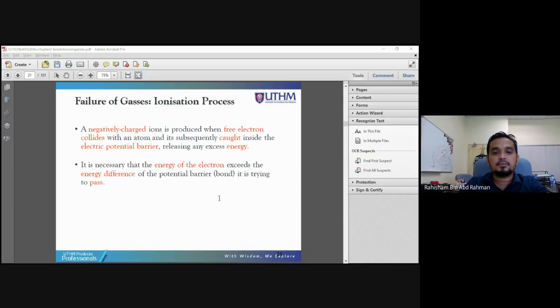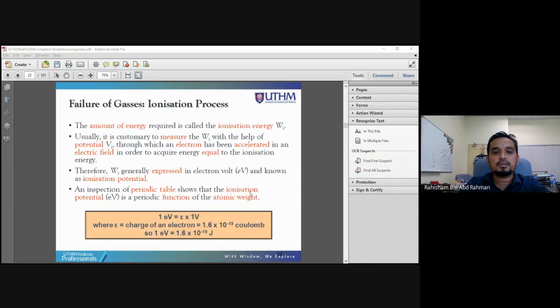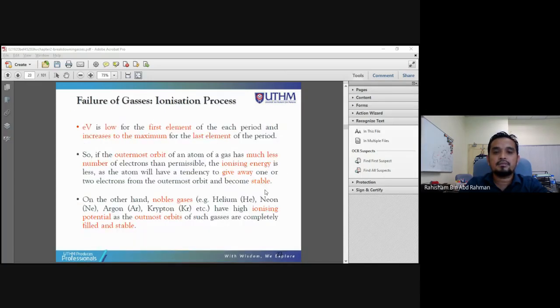Okay, the ionization process is the most important element for breakdown to occur in gas, solid, and liquid dielectric. In fact, for solid dielectric, this is also contributed by the intrinsic ionization process.